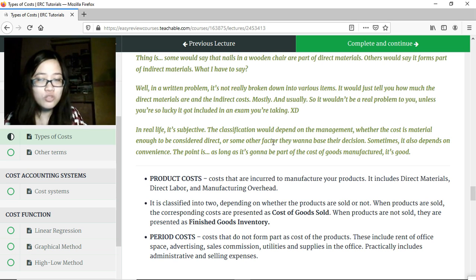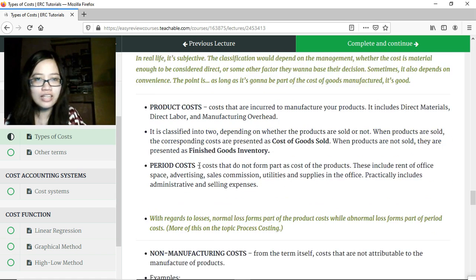Classification would depend on the management, whether the cost is material enough to be considered direct, or some other factor they want to base their decision on. Okay? Sometimes it also depends on convenience. Kung hindi naman convenient na i-account mo siya as direct material, edi wag na nga naman. Ilagay mo na lang siya sa indirect material. Okay, so the point is, as long as it's gonna be part of the cost of goods manufactured, so it's good. Okay, kasi at the end of the day, direct materials, indirect materials, pareho siyang part ng total manufacturing cost. Okay, so that's about it.